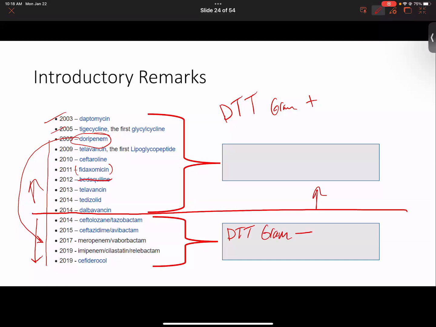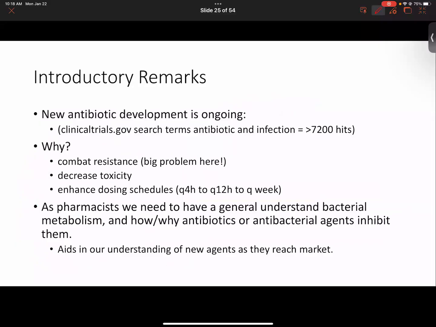Difficult to treat gram-negative organisms with multiple resistance mechanisms. Unfortunately, these difficult to treat organisms don't harbor just one resistance mechanism or one resistance enzyme. They probably have multiple resistance mechanisms, making them, well, as the name implies, difficult to treat. So we keep going on and on and on.